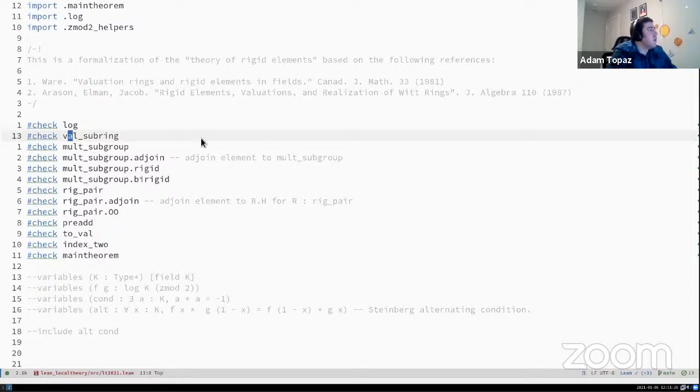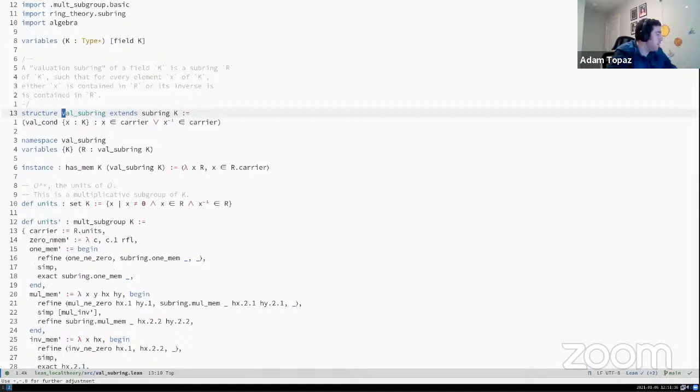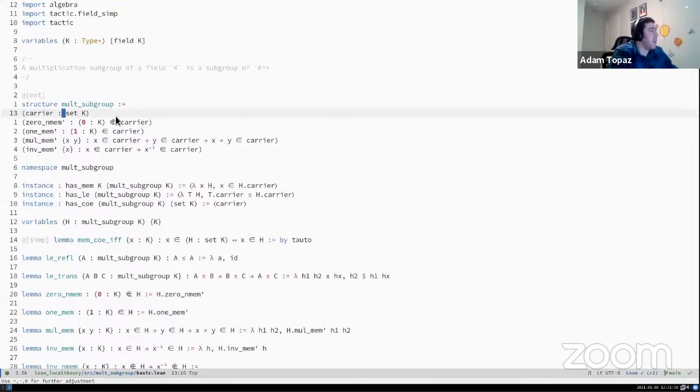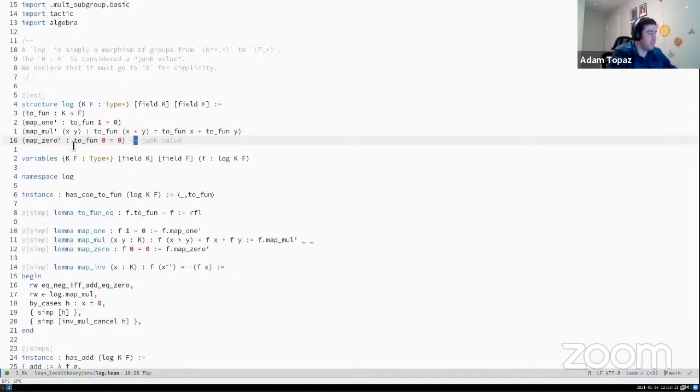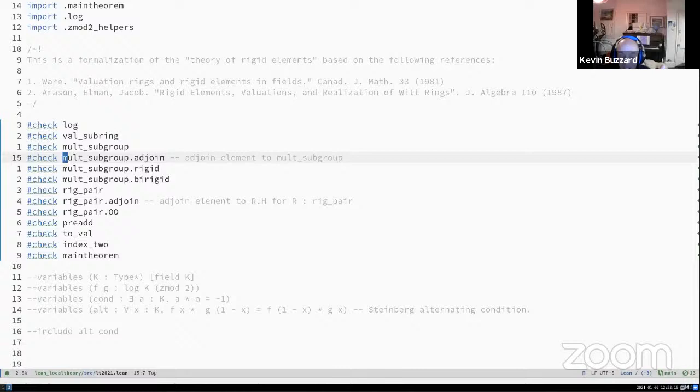Okay, we have valuation rings in this repository, which are defined, as I said earlier. They're subrings of a field K, where either X or X inverse is contained in the carrier of the field K. This repository also has a basic API for multiplicative subgroups of the field. So a multiplicative subgroup is just a set of elements of the field which does not contain zero. Thank you, Patrick. It does contain one. It's closed under multiplication and closed under inverses. Nothing surprising there. It's a subgroup with zero, but without the zero. Yeah, but okay, for my purposes, it turns out I don't want zero in this case.